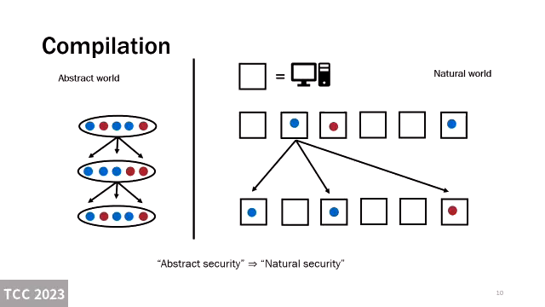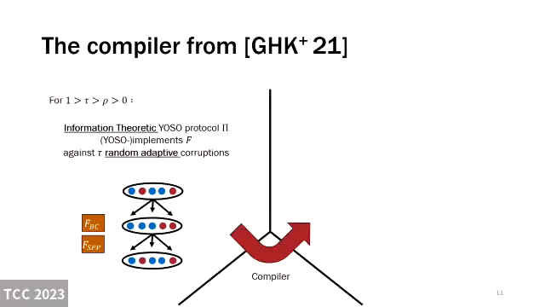And of course, in our paper, we're not the first people to build this compiler, because when introducing the YOSO model, Gentry et al. needed to introduce a compiler as a feasibility result, to show that you were able to bring the parts of this model together. So what they were able to do was take information theoretic YOSO protocols, which implement some functionality. And here, YOSO implementing, you can think of this as more or less UC, but with a few wrappers and caveats. And here it's against random adaptive corruptions.